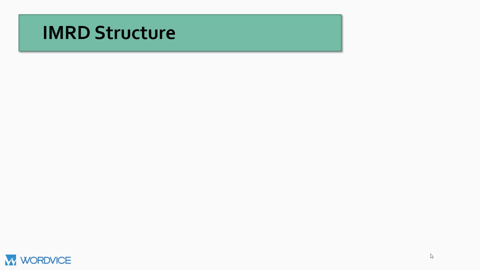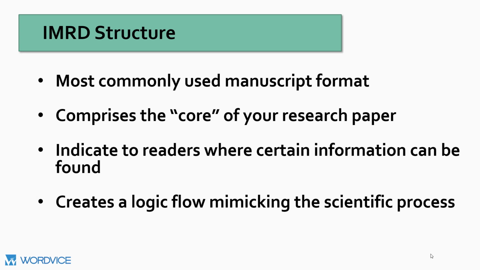This manuscript formatting is the most commonly used by journals and academic bodies, and these parts compose the core of your research paper, indicating to readers where certain types of information can be found, and providing a logical flow that mimics the basic structure of the scientific process.